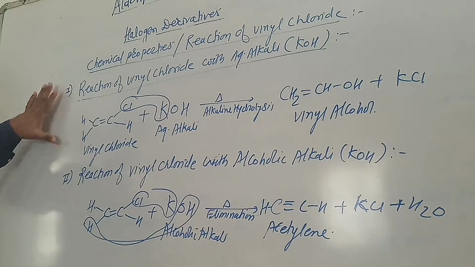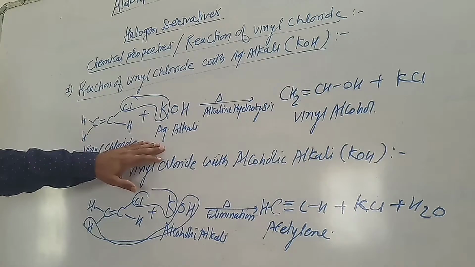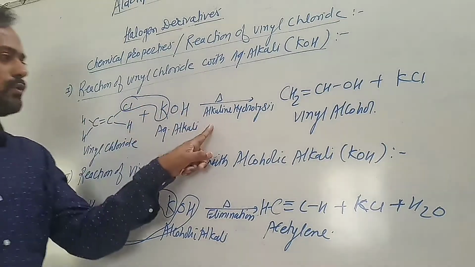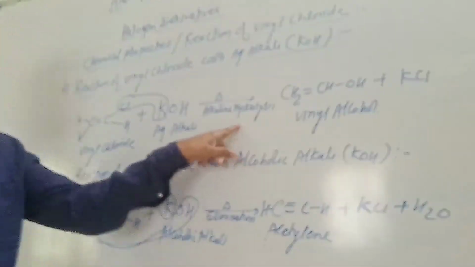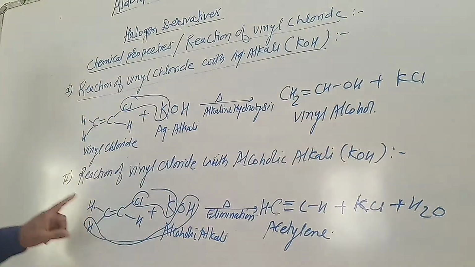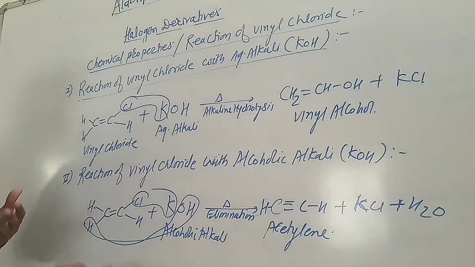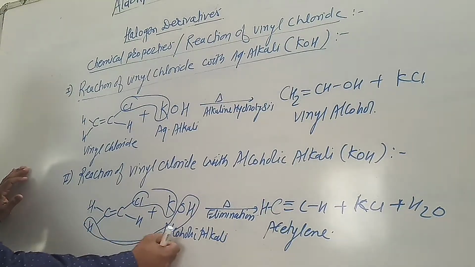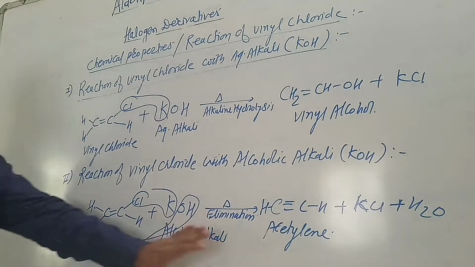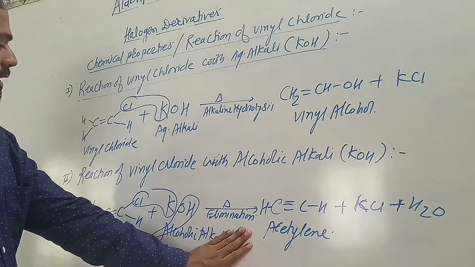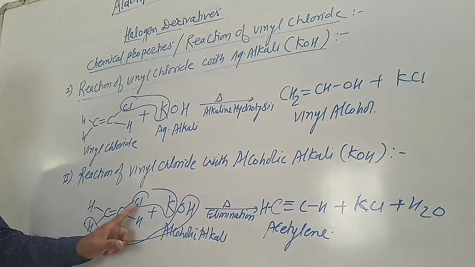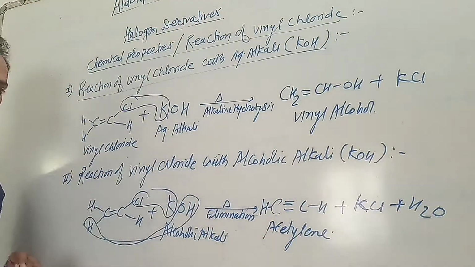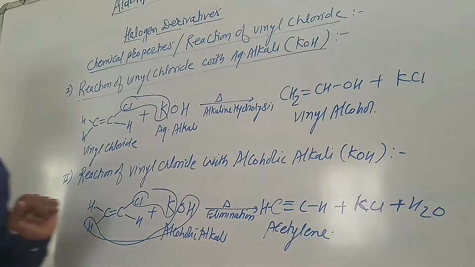In the first reaction, vinyl chloride reacts with aqueous alkali, a nucleophilic substitution reaction takes place, and we get vinyl alcohol. In the second reaction, when it reacts with alcoholic alkali, an elimination reaction takes place, in which hydrogen and halogen are given out in the form of HCl and H2O. So this reaction is also called a dehydrohalogenation reaction.